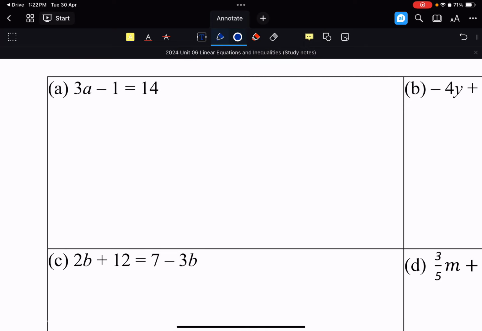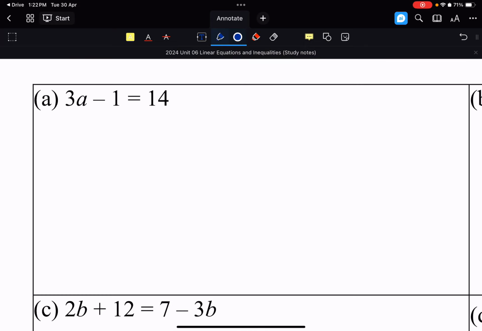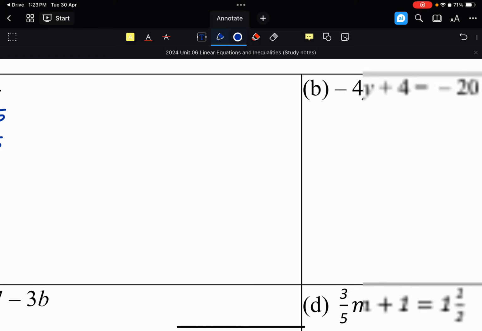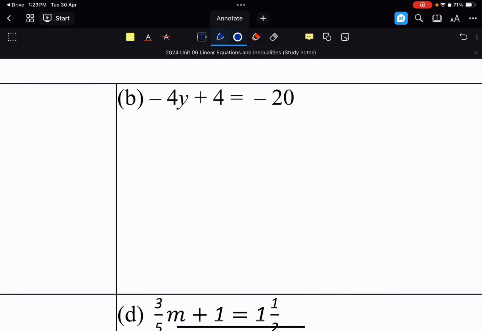So what can we do over here? In the first example, we can just add 1 on both sides. So I have 3a, and on this side is 15. How do I get 15? Well, 14 plus 1, right? So from here, a is equal to 5. Now, going on to the next one. How about this situation? Well, we can do the same thing. We have negative 4y equals, we subtract 4 on both sides, so this will be negative 24. So y is going to be equal to negative 24 divided by negative 4. So y is equal to positive 6.